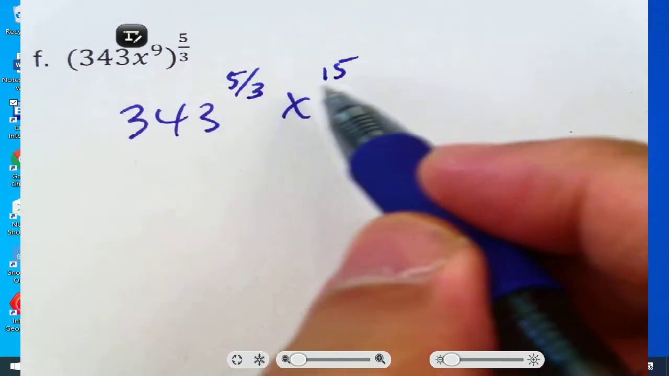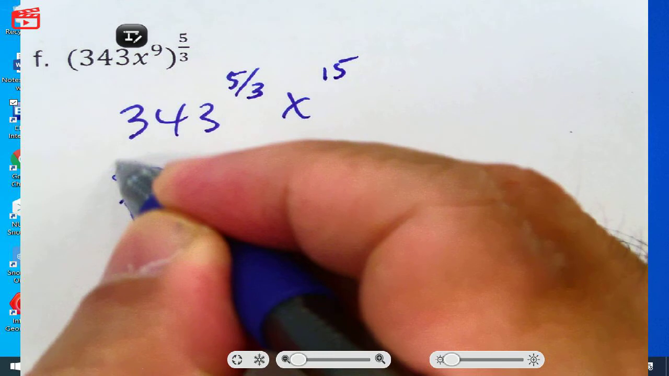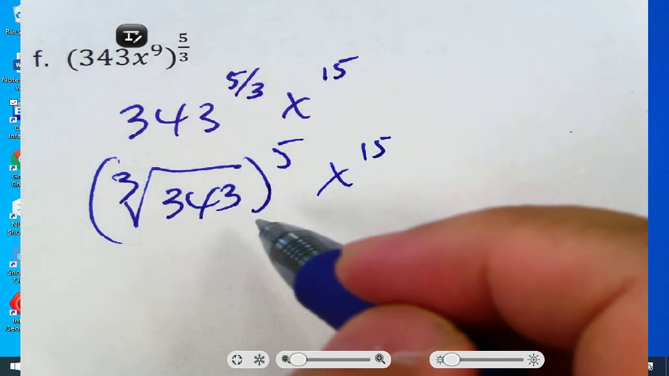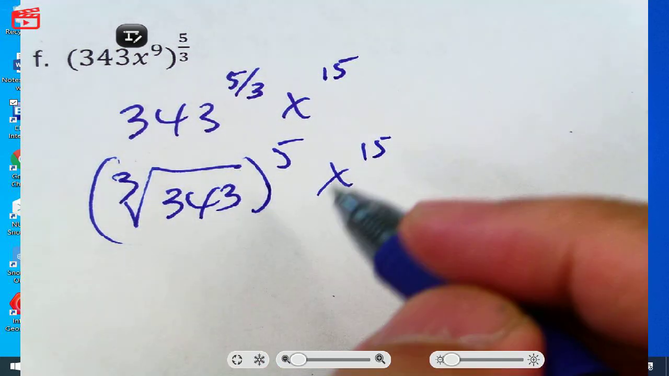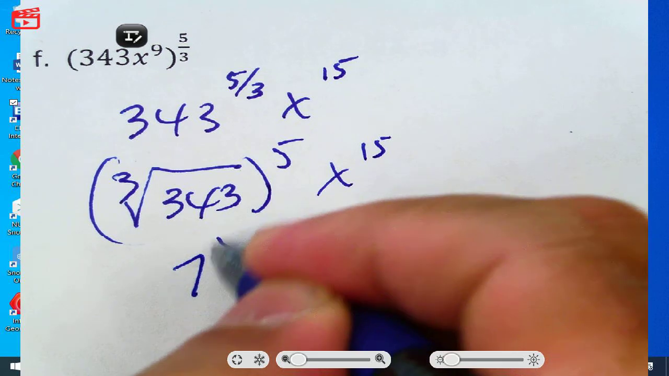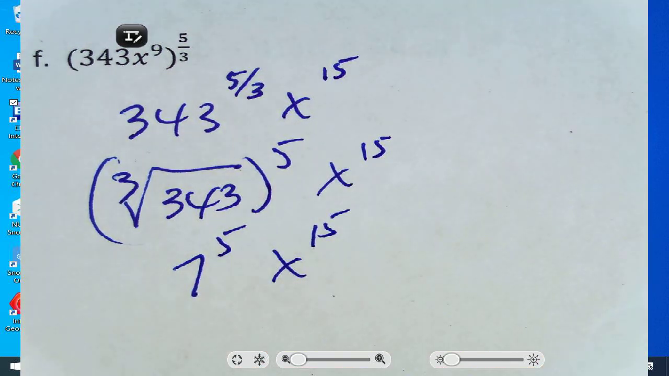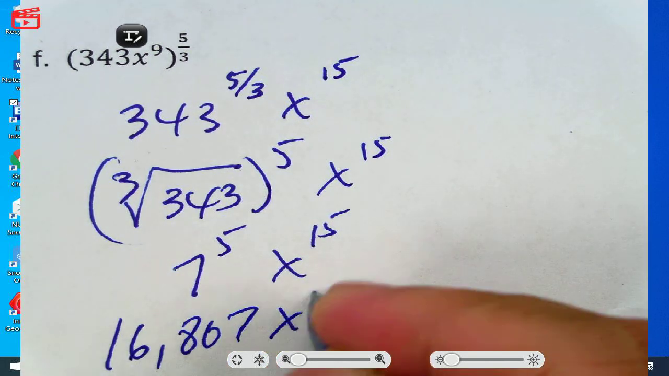Okay, 343 to the 5/3 is the cube root of 343 raised to the 5th. So I don't expect you to do this in your head. Cube root of 343 is 7. And then you're going to do, well, I can't do 7 to the 5th in my head. In fact, I don't even remember what the answer was. Should I do it real quick? I'm doing it now. 16,807.